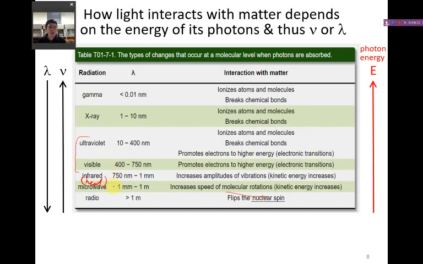Radio waves end up dealing with flipping the nuclear spin, and we're not going to talk a lot about that in Chem 110. Some of the most important ones you want to realize are that this high energy radiation, UV and above, can generally break chemical bonds. Our mid-range can cause electronic transitions. And those are the two main types of processes that you want to be aware of. We can have chemical bond breaking, and we can have electronic transitions.